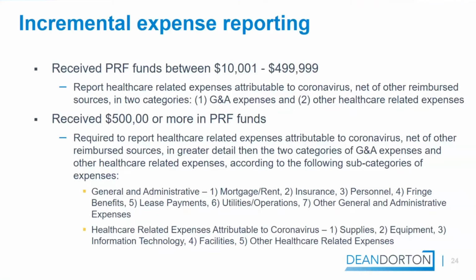If you received more than $500,000 in PRF funds, you've got to break it down at a more granular level, and I've listed those here. Within general and administrative expenses, you've got to list incremental expenses into these 7 buckets listed there. And the same for healthcare related expenses attributable to the coronavirus: you've got to list it out in these 5 buckets. You'll need to make sure that your records are such that you can pull the information out into these categories. Again, this is copied and pasted verbatim right out of the guidance.